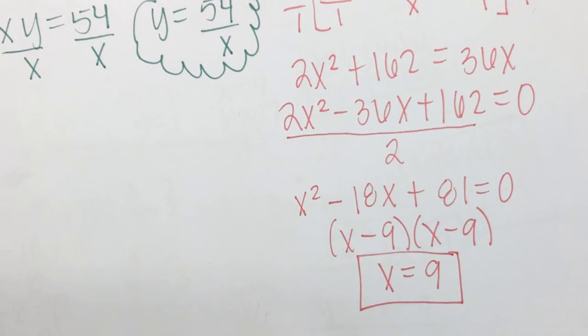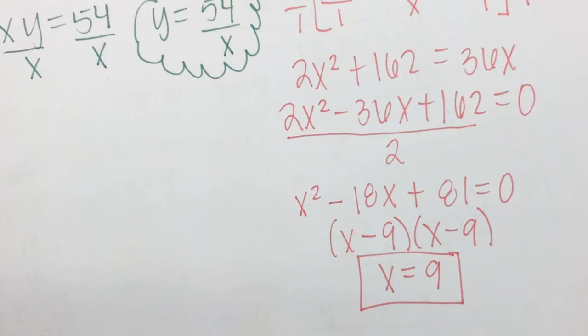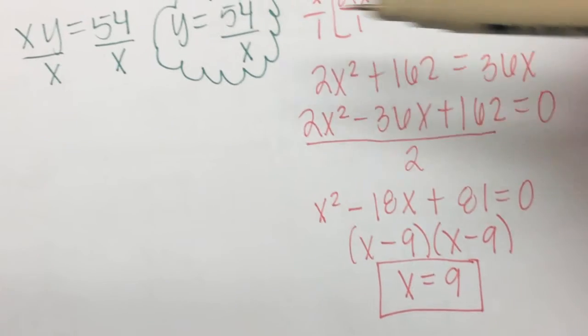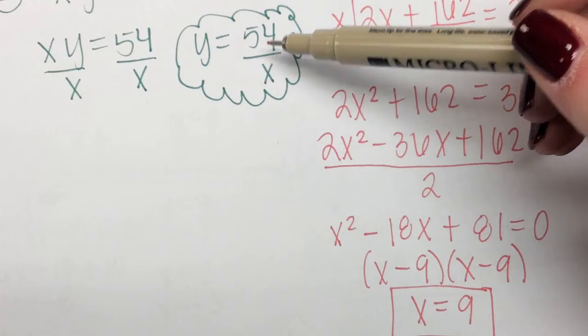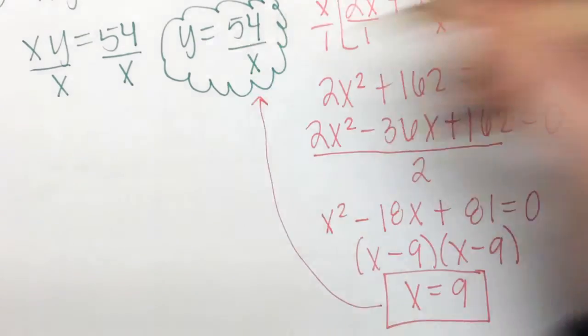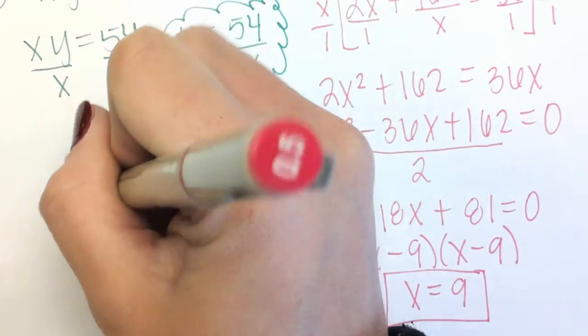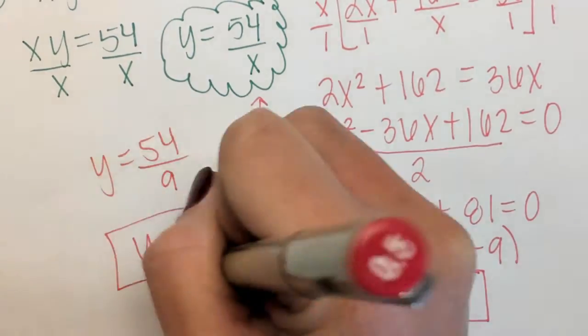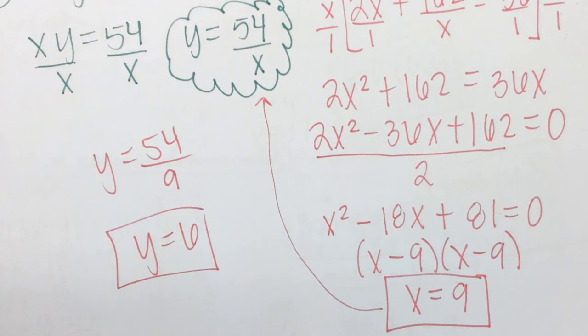That means the length of one of the sides is 9. We just have to find the width. And what would be easiest to plug this into? I would say this one that we've already solved for. So we plug it back in here. So we get y equals 54 over 9. So y is, very good. So we have found x, we have found y.